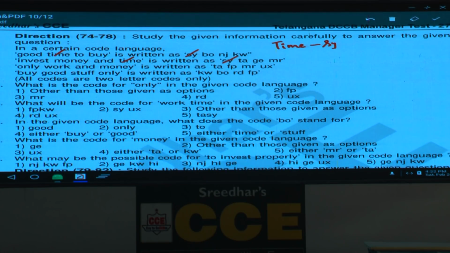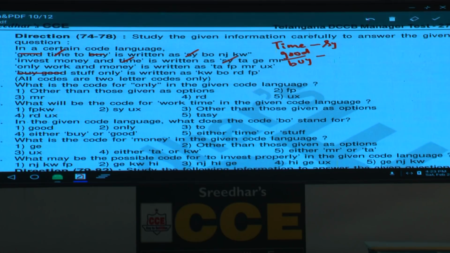Then the first one and the third, good to buy. Tell me what is the word which is common here? Good to buy. And here only work and money, no word is common between these two. Hence we cannot compare the first with the third one. Then if you compare the first and the fourth, good and buy are the two words which are common. Hence in the first word also good and buy are common. Tell me what are the codes which are common?